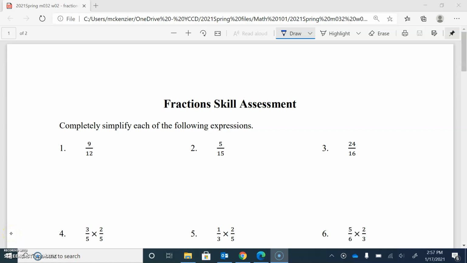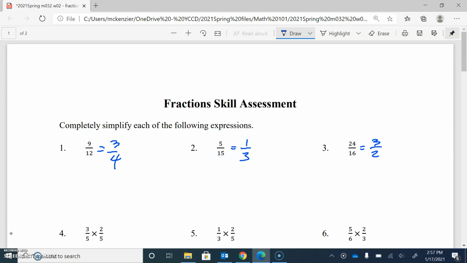All right, so here are the answers to the second skills assessment. For the first one, 9 twelfths reduces. 9 and 12 are both divisible by 3, so we can write this as 3/4. For problem number 2, they're both divisible by 5, so that gives us 1/3. And for 24/16, both 24 and 16 are multiples of 8, so that leaves you with 3/2.